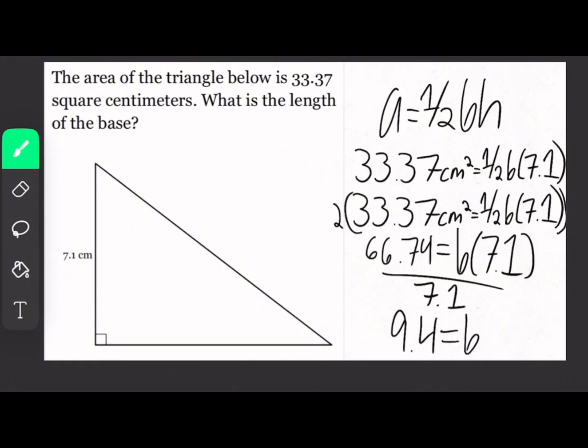Yeah, so I did all of these beforehand. Recall that the triangle base height formula is 1/2 base times height. So plug 33.37 into the area. You can plug 7.1 into either base or height, but it makes more sense for height in this case.